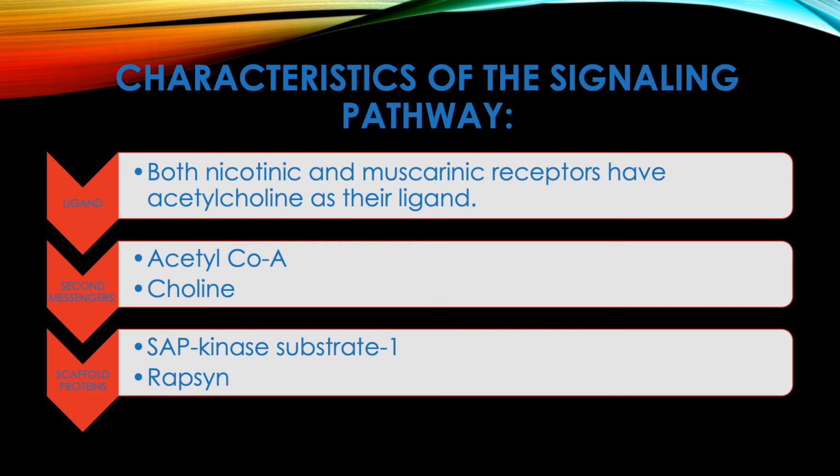Now, the characteristics of the signaling pathway with a ligand: both the nicotinic and muscarinic receptors have acetylcholine as their ligand. We have two second messengers being acetyl-CoA and choline. And our scaffold proteins, we have two of those being SAP kinase substrate 1 and rhabdin.